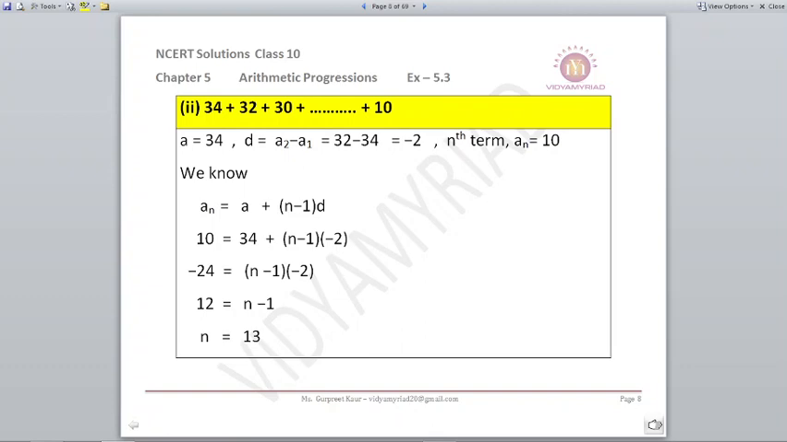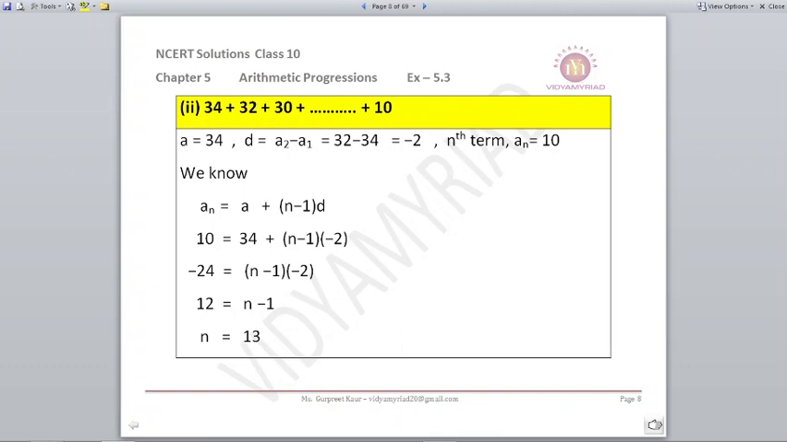So we know the formula an is equal to a plus n minus 1 d, because we need to find out n as we need to find out their sum. For the sum formula we need to know n, only then can we get the answer. So using an is equal to a plus n minus 1 d, we will be finding out n. An we are told is 10, a we know is 34, d we know is minus 2. On solving this, n comes out to be 13.